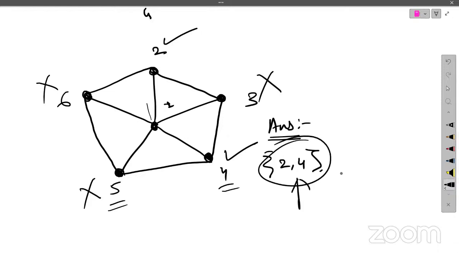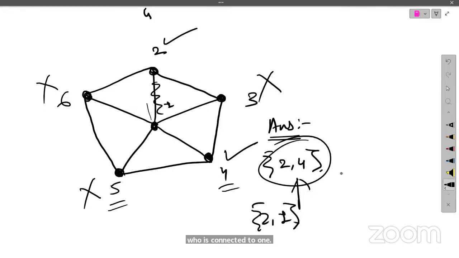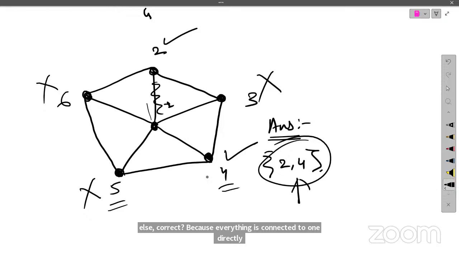Can we take 1 also, ma'am, in place of 4? No, because 2 and 1 are connected by a single edge, right? 2 is connected to 1. Okay, direct, yeah, understood. So it won't be independent. So if you're taking 1, you can't take anything else, correct? Because everything is connected to 1 directly. Adjacent, yes.